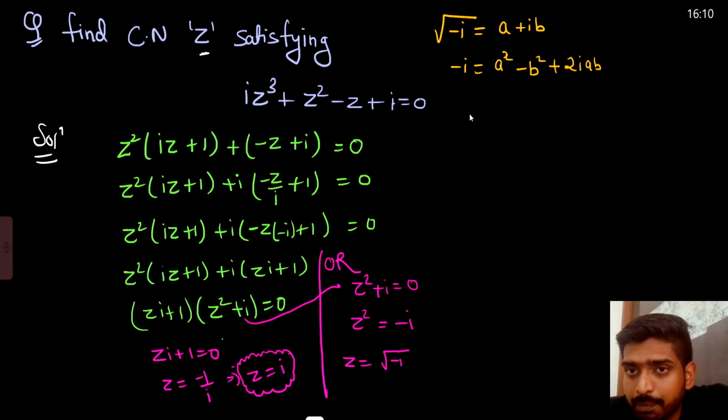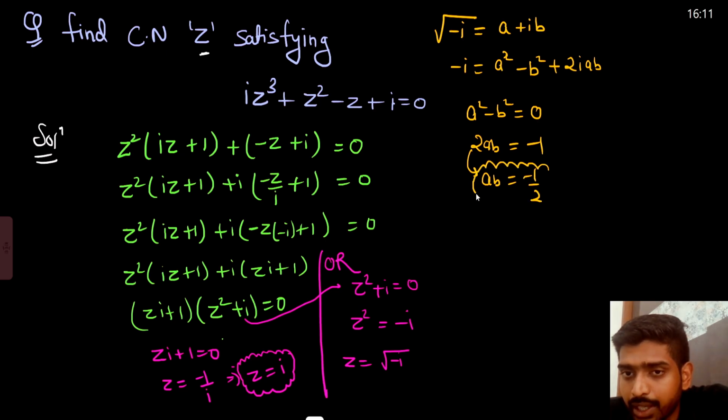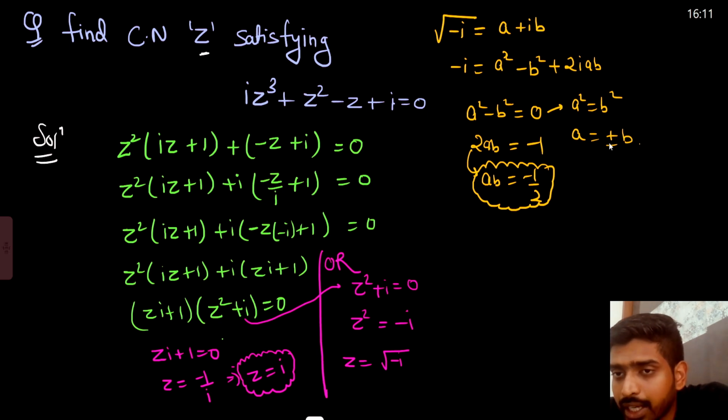Got it? From here if we compare, a square minus b square will be 0, and 2ab, the value of 2ab is minus 1. So from here I can write a into b is equal to minus 1 by 2. a into b is negative. Negative means both a and b are of different sign. Next, from here if I send b square to that side, I'll get a square is equal to b square. If I take under root both sides, we'll get a is equal to plus or minus b. Got it? a can't be equal to plus b. If a is equal to plus b, both are of same sign. Here I got the product as negative. That means guaranteed both are of opposite sign. So a is equal to minus b is the correct one.